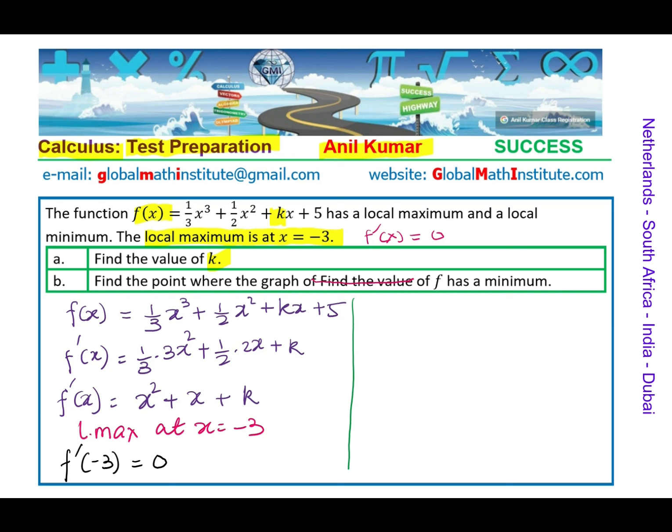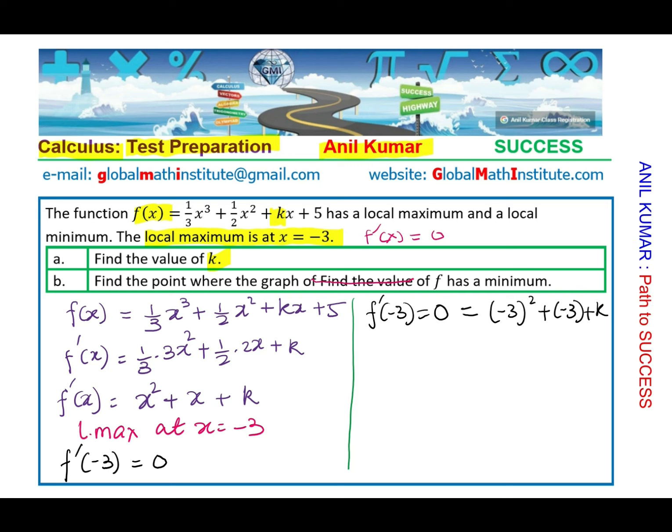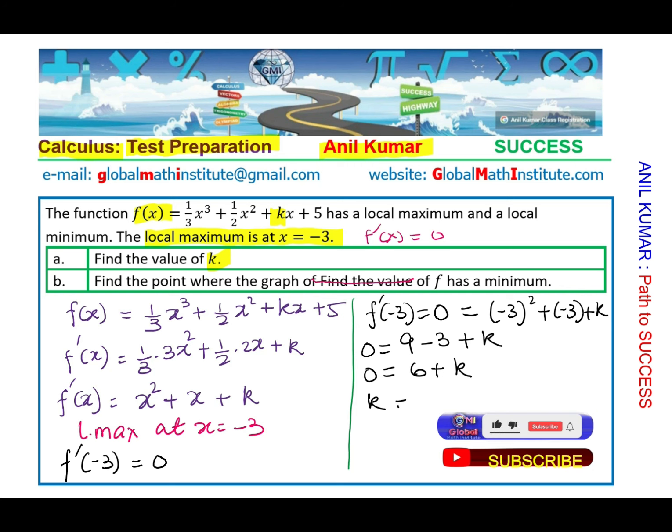So the derivative at minus 3, let's substitute minus 3 for x and see what. So f dash of minus 3 equals 0. Substituting minus 3, we get minus 3 squared plus minus 3 plus k, right? Rearrange, so we have 0 equals 9 minus 3 plus k, which is 6 plus k, or the value of k is minus 6, right? So we got the value of k.